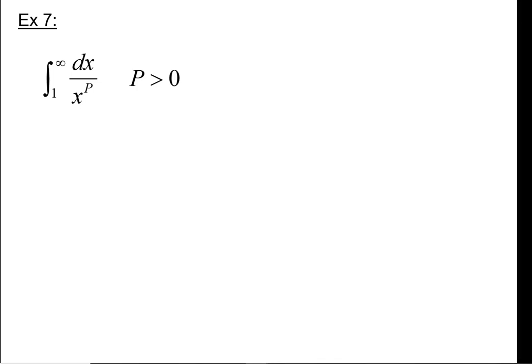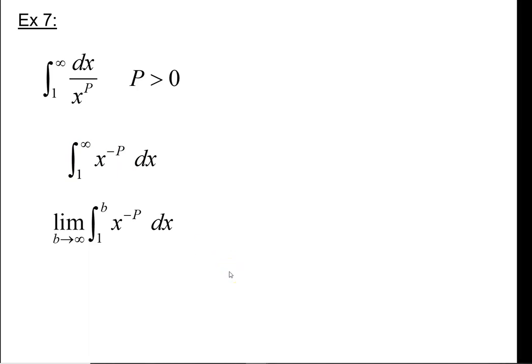So we have the integral from 1 to infinity of the function 1 over x to the p, where p is a number greater than 0. So notice it's just a generic function, 1 over x raised to some power. Let's take a look at what happens in this case. First I rewrote it as x to the negative p, just so we can work with it a little easier using the power rule.